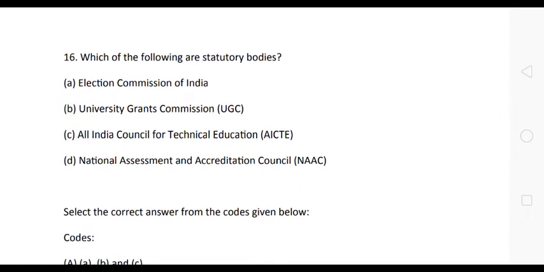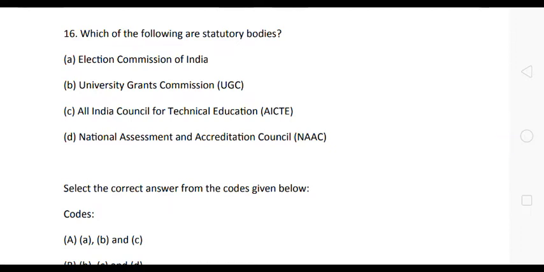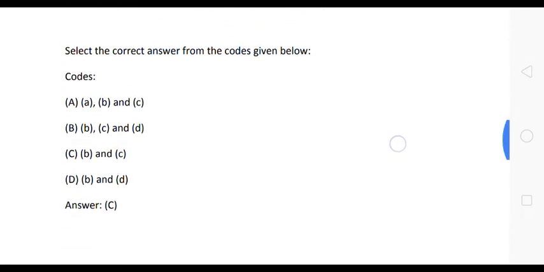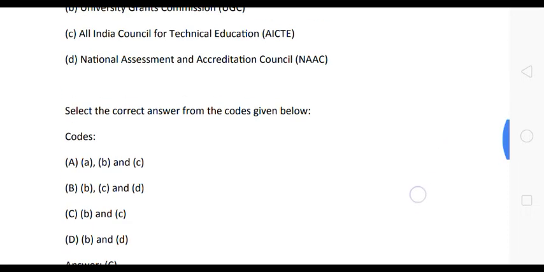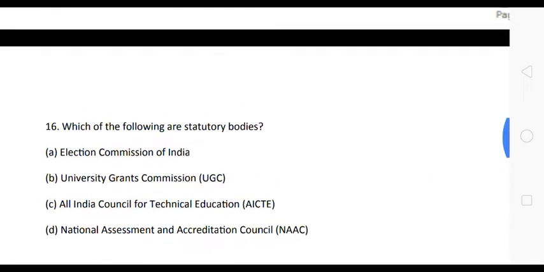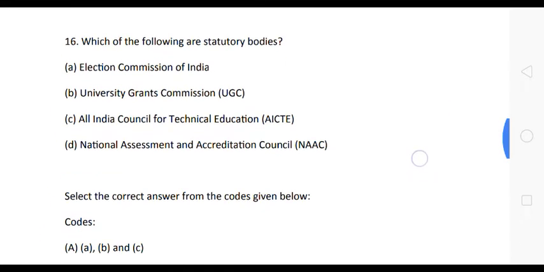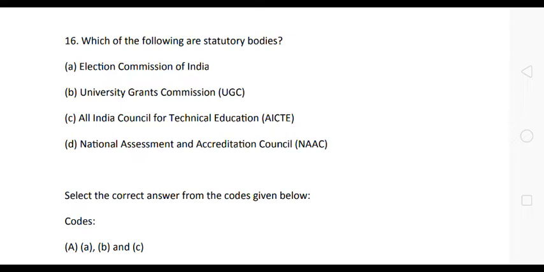The next question is: which of the following are statutory bodies? The options are option A, Election Commission of India; B, University Grants Commission; C, All India Council for Technical Education; D, National Assessment and Accreditation Council. Here the correct answer is option C, B and C. B and C are the statutory bodies.